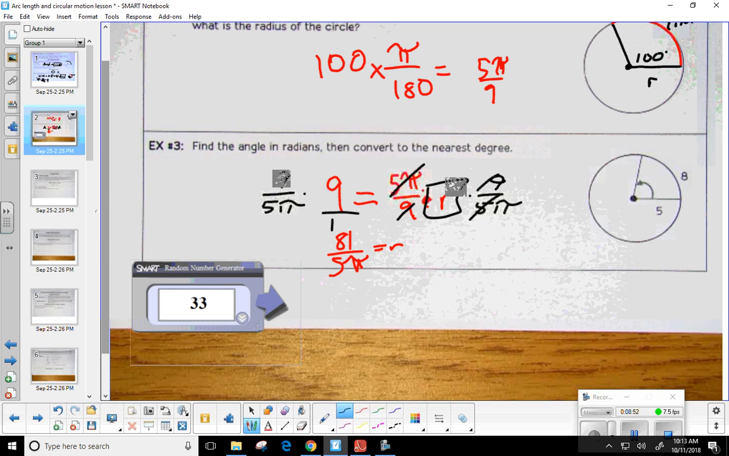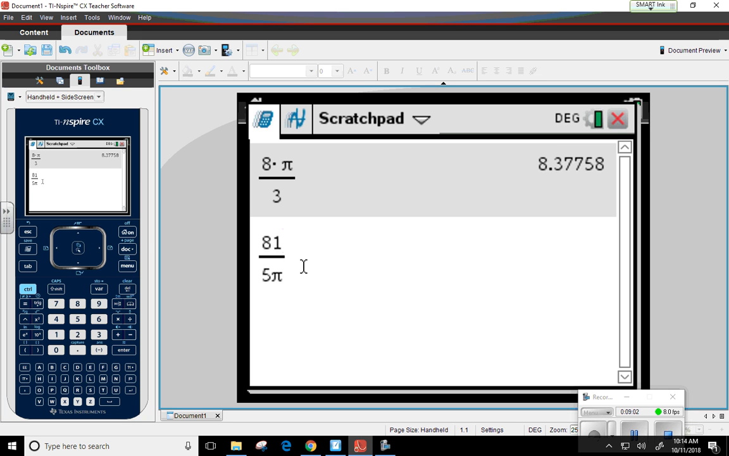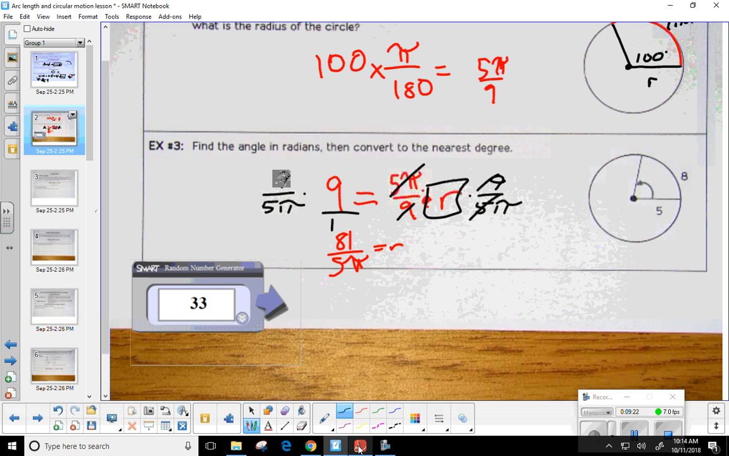Okay, good. Let's see what that comes out to be. Control divide, so 81 over 5 pi. And what should I get when I push enter here? 5.2, okay, or 5.16, but it did say round it to the nearest inch, so I'll go ahead and say about 5 inches. There we go.